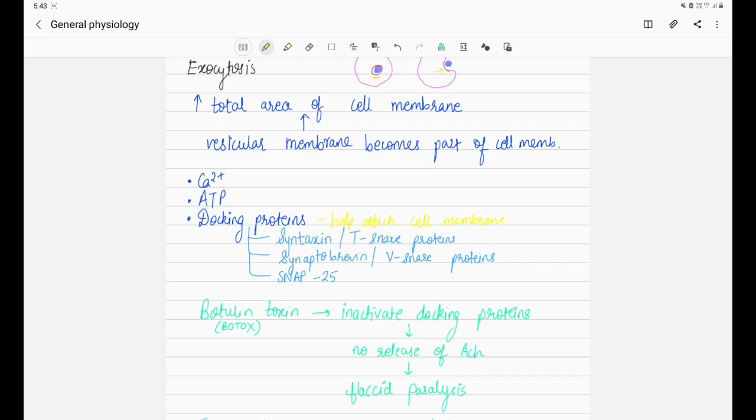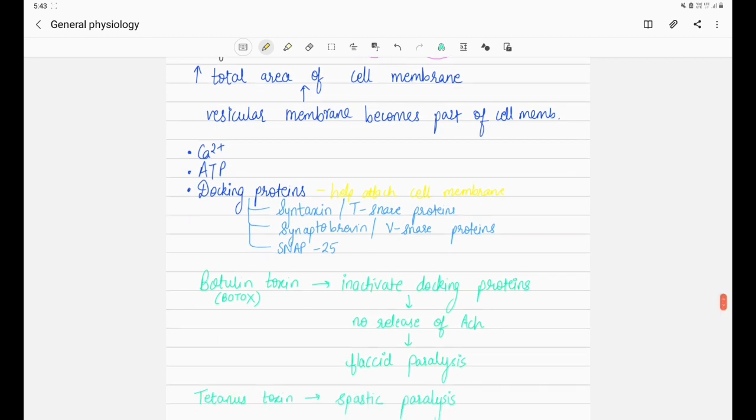Now, if there is inactivation of docking proteins, will there be exocytosis? No. So, will there be release of ACh? No. And as there is no release of ACh, that leads to the flaccid paralysis. You will study it when you do the neuromuscular junction. And another toxin, tetanus toxin, which causes spastic paralysis, you will study later.